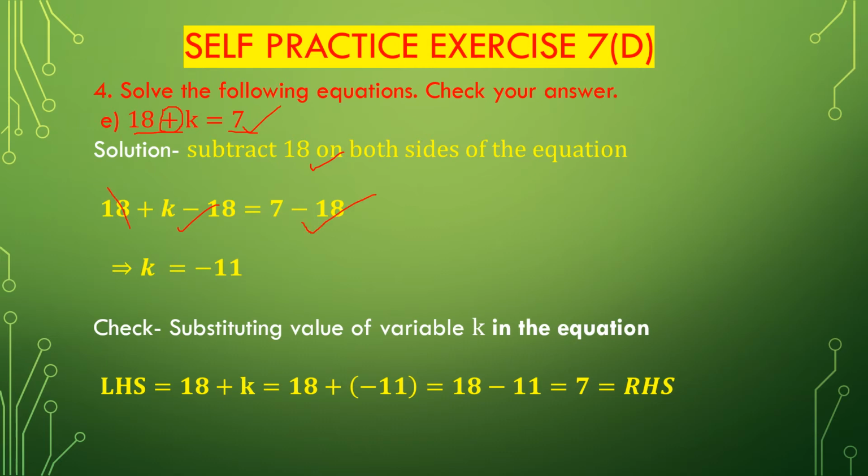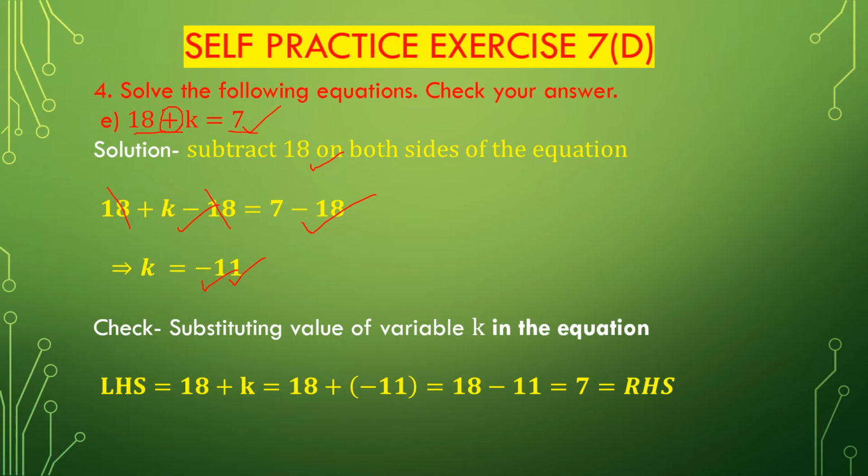Cancel 18 and minus 18, plus minus cancel. Now we get k equal to 7 minus 18. Here 18 is the bigger number, so we have to subtract 18 minus 7. 18 minus 7 is 11, and the bigger number's sign is minus, so we place the minus symbol here. Now we get k equal to minus 11. So the value of the variable k is minus 11.